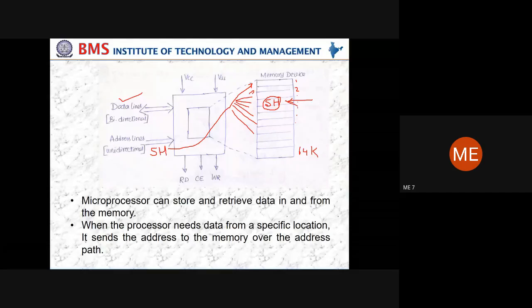At this 5H, some information is stored in the form of binary, let's say something like this. It is 8-bit information: 1 2 3 4 5 6 7 8. Now this information I am going to retrieve. Once I retrieve it, will this information flow through the address line or the data line?